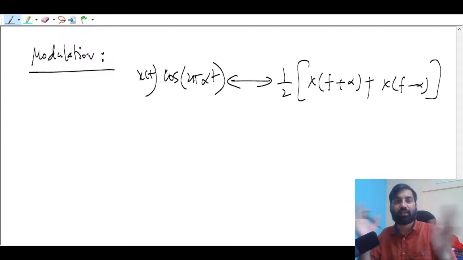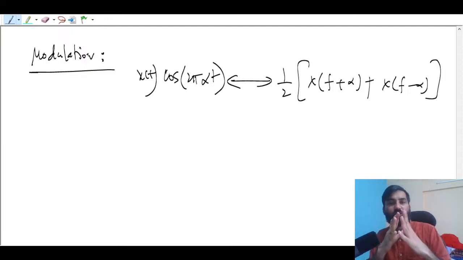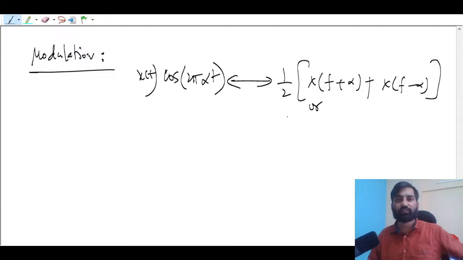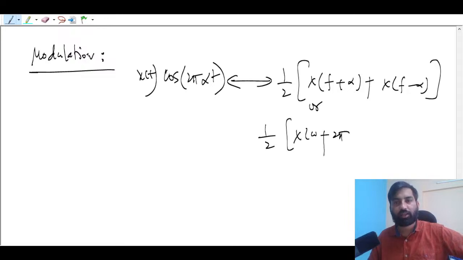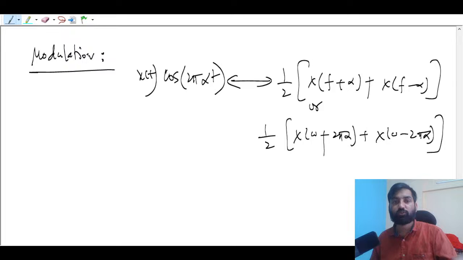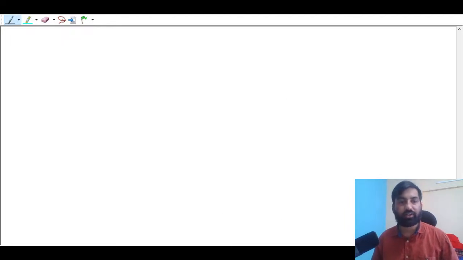That delta and the X(f) will be convolved. Or, what you can do here is write this in terms of omega: 1/2 [X(omega + 2 pi alpha) + X(omega - 2 pi alpha)]. So this 1/2 will be present in both cases. This is modulation.